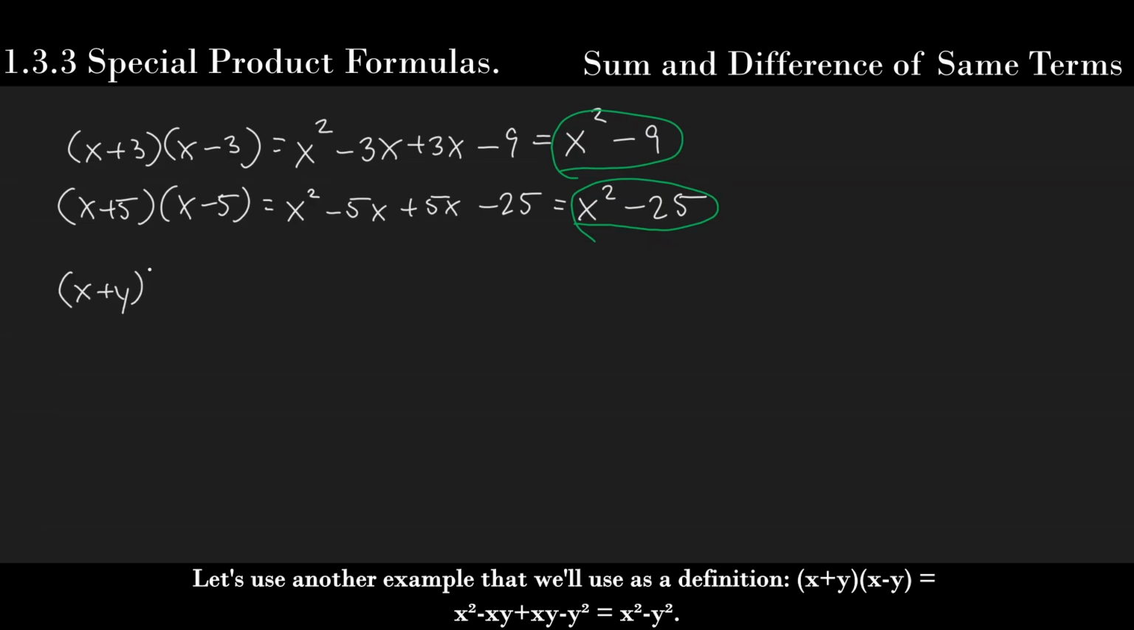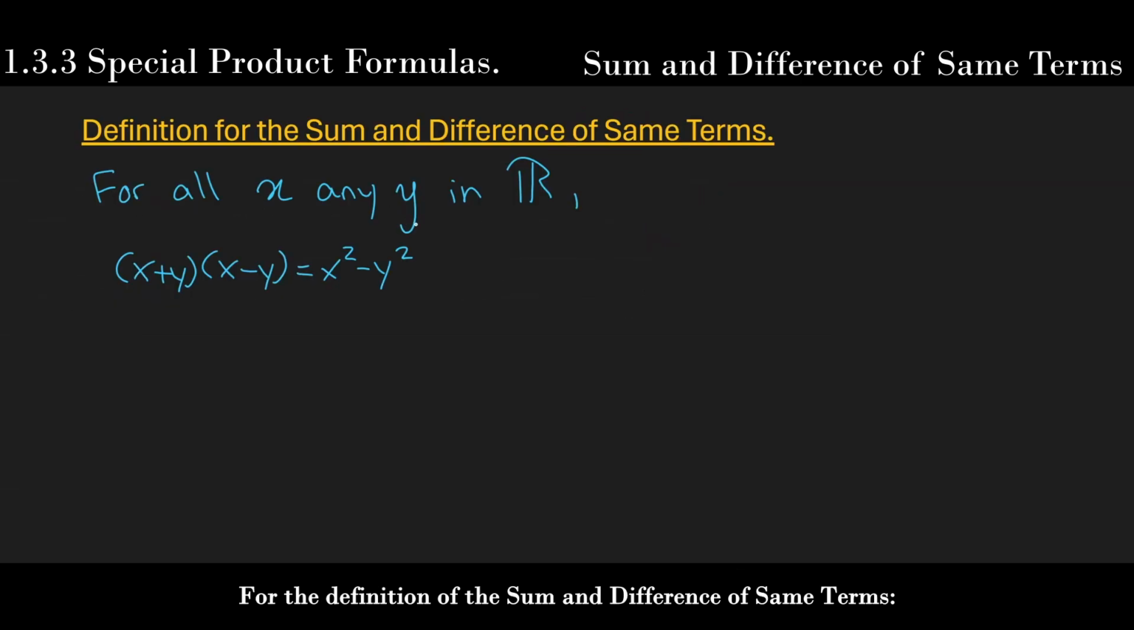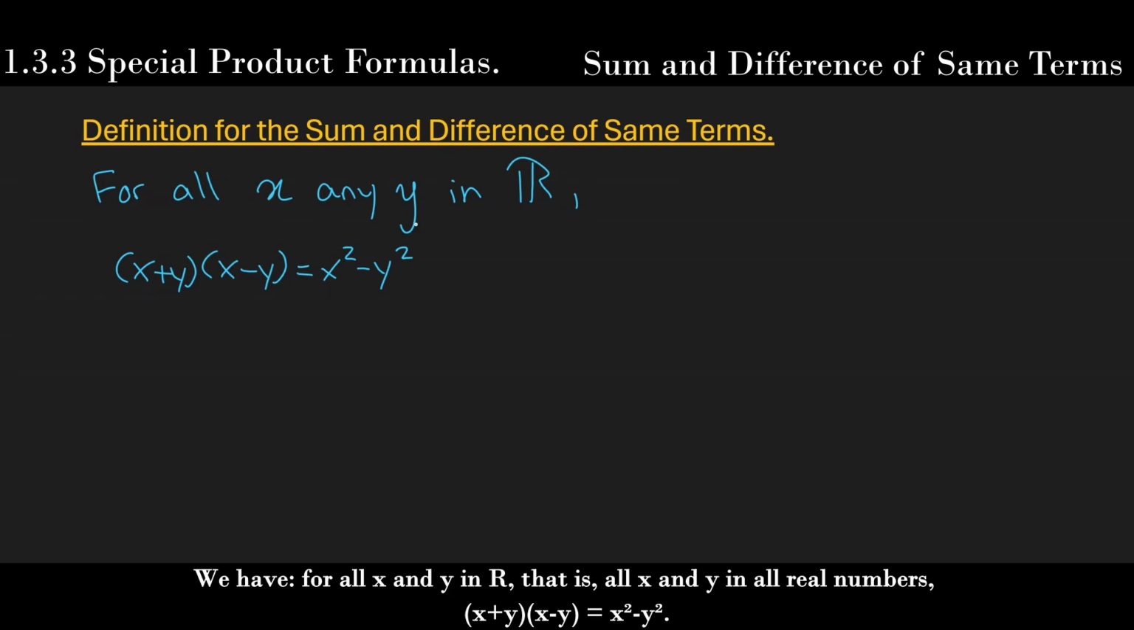Let's use another example that we'll use as a definition. x plus y times x minus y. This is equal to x squared minus xy plus xy minus y squared, which simplifies to x squared minus y squared. If we use just the variables, we can clearly see that multiplying two binomials of differing signs produces a difference of squares. For the definition for the sum and difference of same terms, we have for all x and y in R, that is all x and y in all real numbers, x plus y times x minus y equals x squared minus y squared.